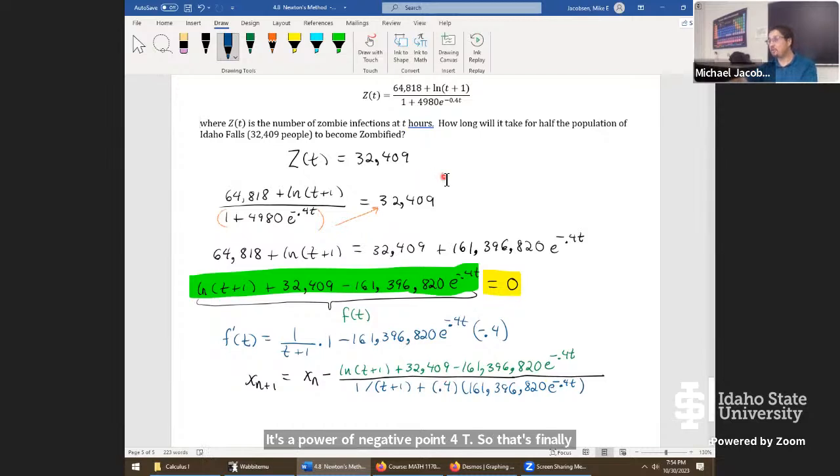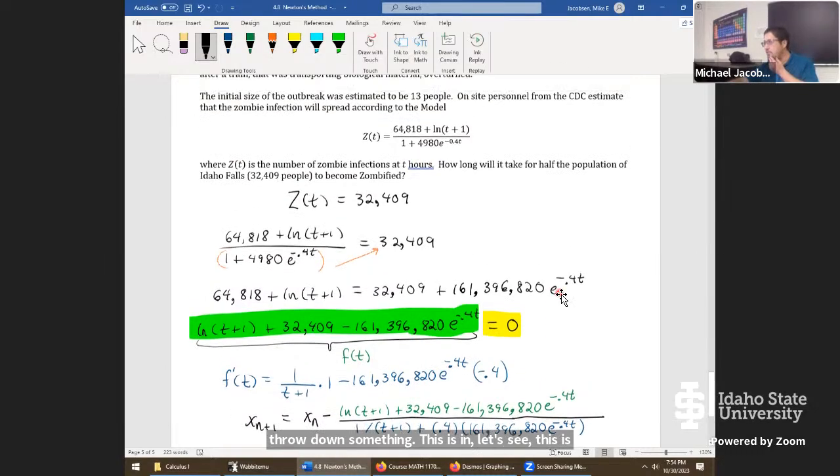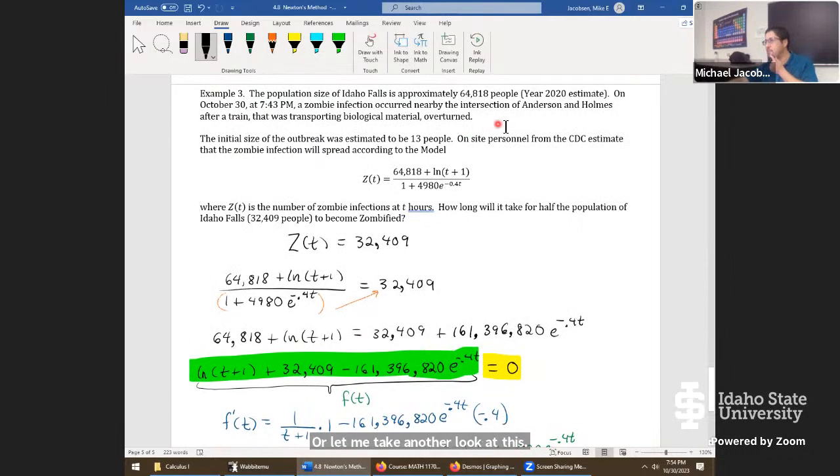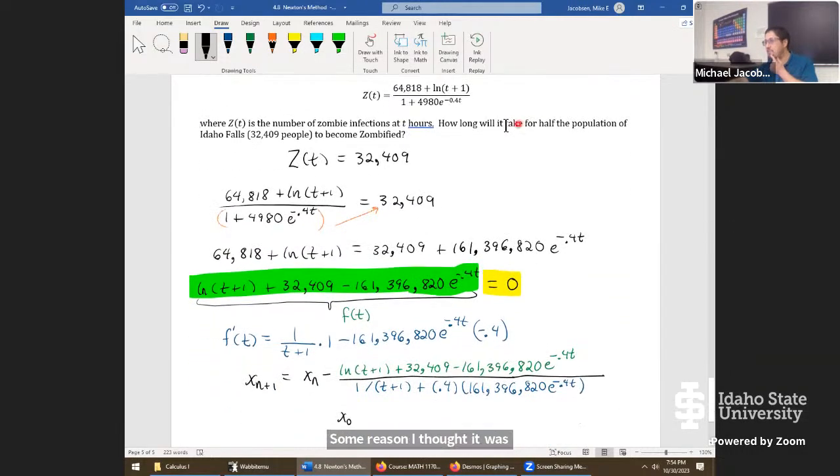But the one thing I still don't know is what a good initial guess might be. We have two routes. We can either plot the function or just throw down something. This is in, let's see, z of t. This is measured in hours, it looks like. Or let me take another look at this. For some reason, I thought it was minutes for the unit. I might have a small issue here with that unit there. I think our time was in minutes, but let's take another look at our graph here.